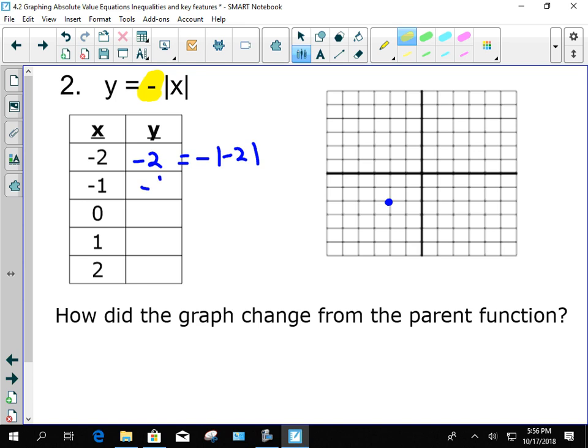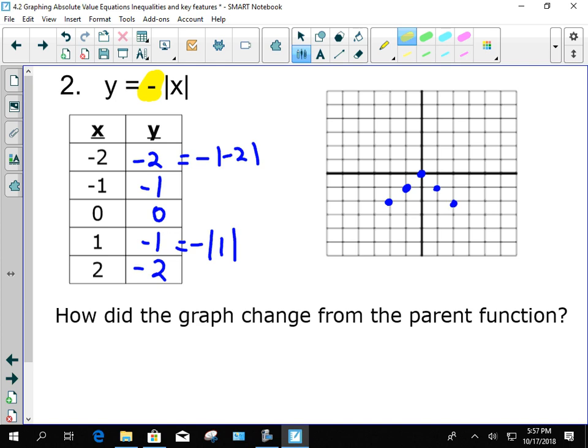Negative 1 is going to be at negative 1. 0 is still going to be at 0. 1 is going to be at negative 1 because it is the opposite of the absolute value of 1. The absolute value of 1 is 1, but then you have to do the opposite right here. You get negative 1, so you're going to get negative 2. So you're going to have 1 at negative 1, 2 at negative 2.